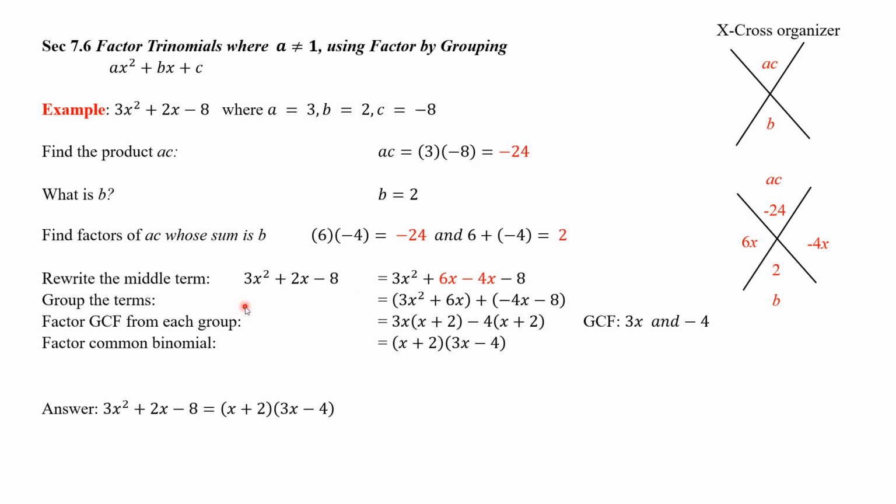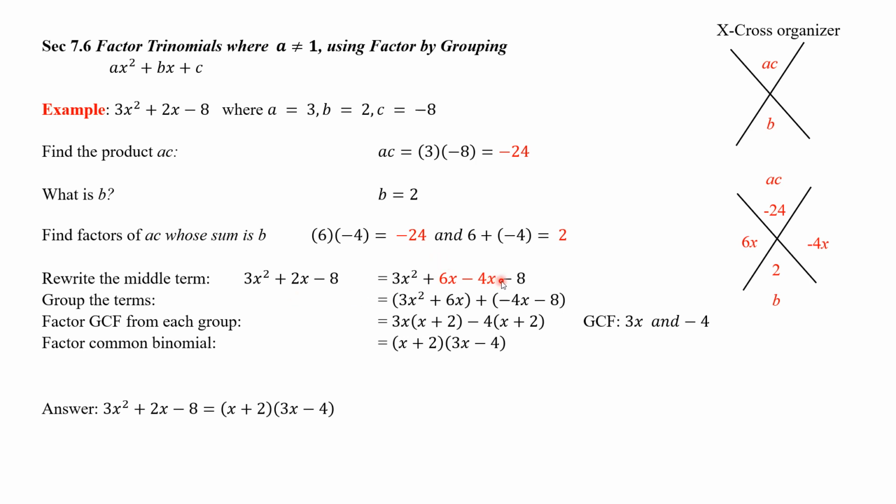So now here's what we're going to be doing. We're going to take our original trinomial, and we want to use the factor by grouping method, which means we need 4 terms. So what we are doing is finding a way to split or rewrite this middle term as 2 terms, such as 6x minus 4x. If we combine that, we do get 2x.